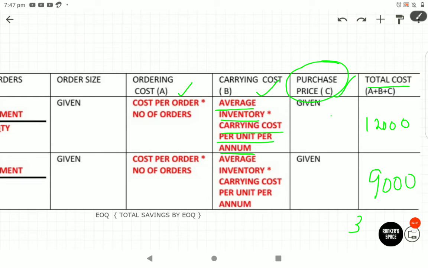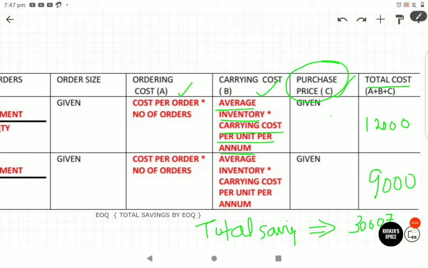3,000 rupees will be your savings, right? 3,000 will be your total savings by way of EOQ. Just because you are ordering EOQ quantity, you are saving 3,000 rupees. If you're ordering as per the quantity that is given in the question, you will have to shell out 12,000 rupees. But if you're ordering EOQ quantity, only 9,000 rupees will be your cost, and 3,000 rupees you can save.